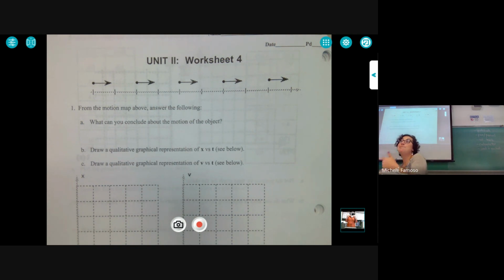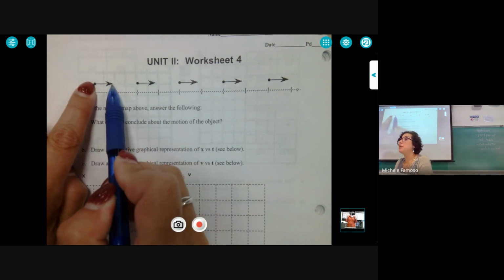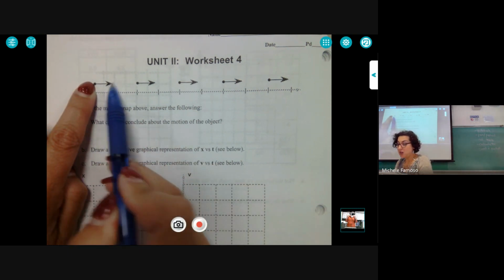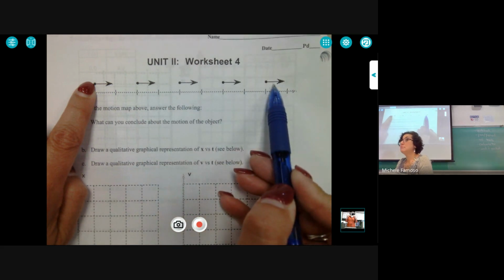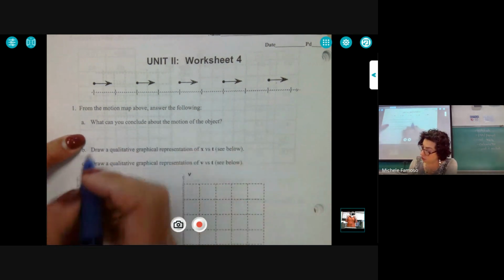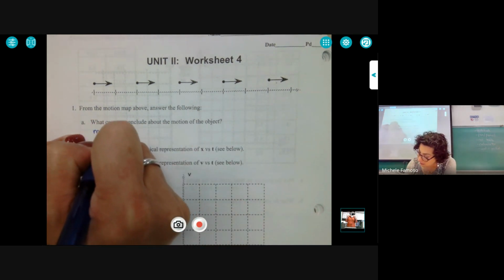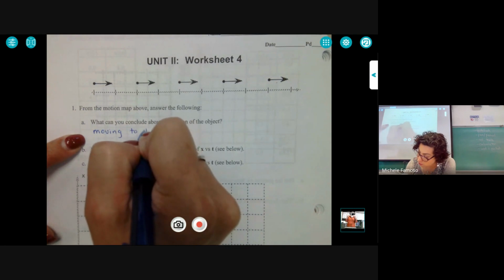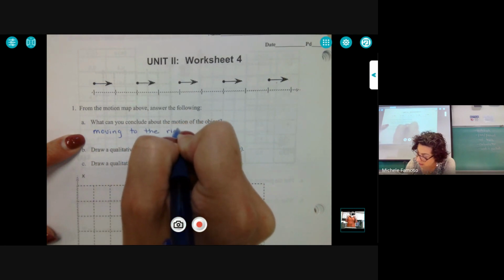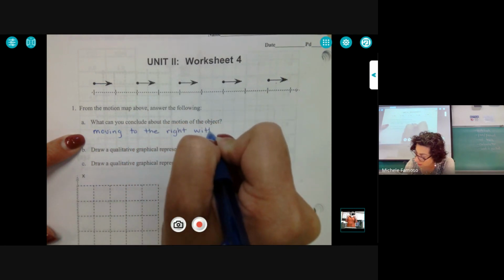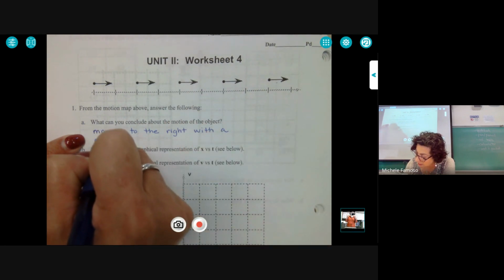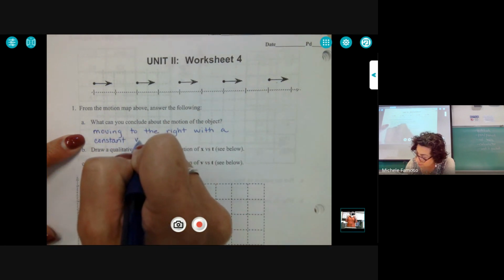Constant. What's constant about it? Yeah, its speed and its direction of motion. The speed is the length of the arrow. And aren't they all pointing in the same direction? So the direction of motion is also constant. That means the velocity is constant. So what can we conclude about it? That this is moving to the right with a constant velocity.